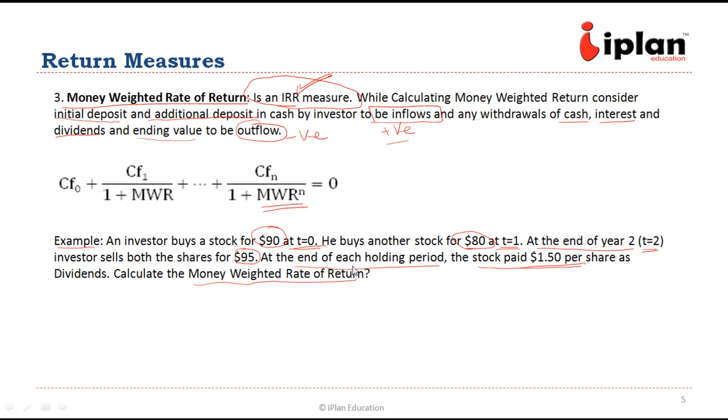So first of all, we need to look at what the values of CF0, CF1 and CF2 are in this case, and then we can calculate. So what should be the cash flow at t equal to 0? Since we are buying, this is the initial deposit. This is an inflow, so it should be taken as a positive number.